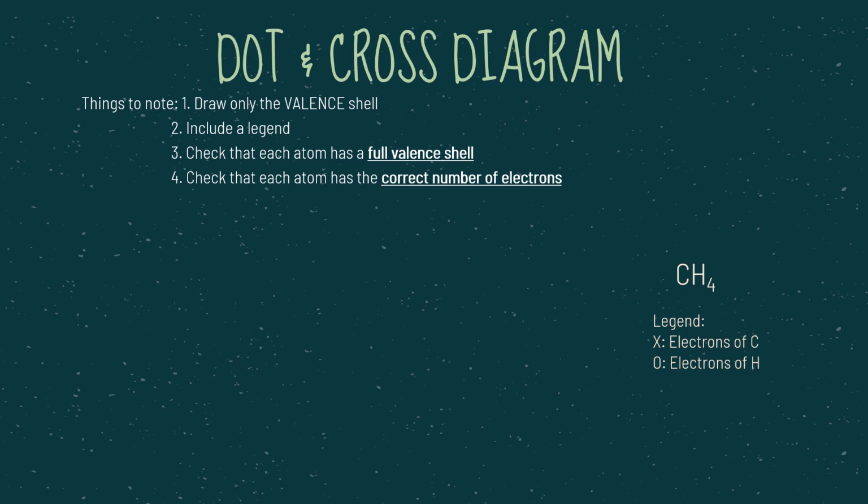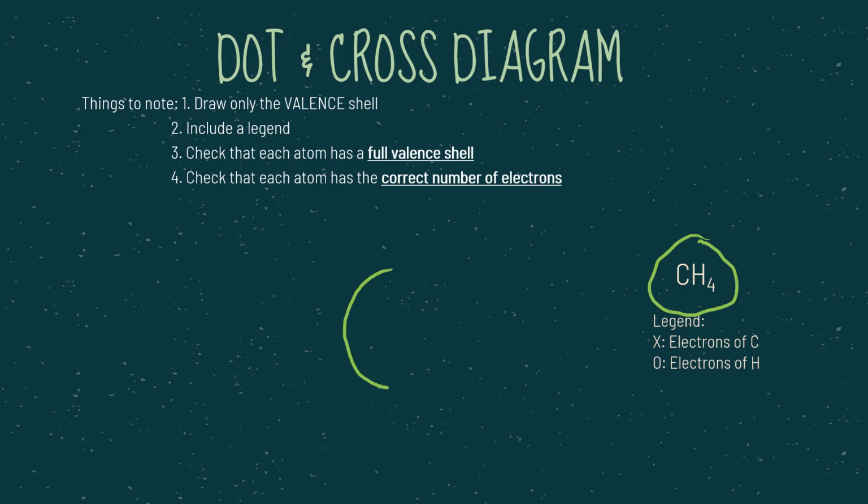So for example, we are doing the dot and cross diagram of methane, also known as CH4. Our legend states that the cross will be used to represent the electrons of the carbon and the dot will be used to represent the electrons of the hydrogen. For us to draw the dot and cross diagram of methane, or a covalent bond in general, we usually look at the first atom. In methane, or CH4, the first element is C, also known as carbon. And generally, we can use C as our central atom.